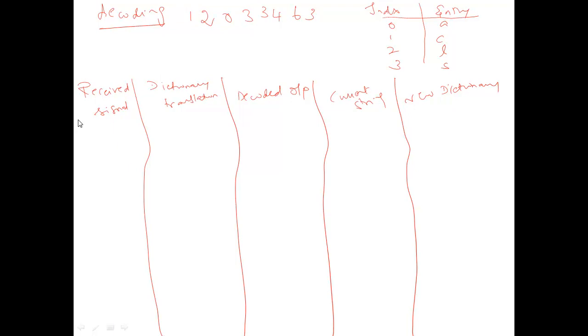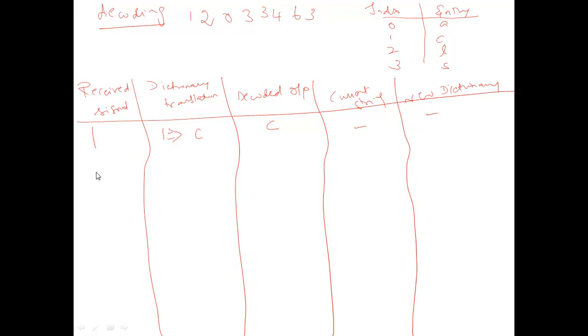Now we will understand, on receiving every signal, how the dictionary is getting updated on the receiver side also. The first received signal is 1. The receiver will check whether dictionary entry 1 is there or not. Yes, 1 is translated to C. The decoder output is C. We don't form any current string because it is the first message received, so no dictionary entry, no current string.